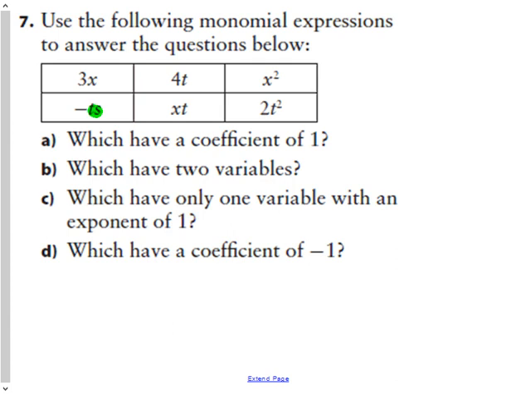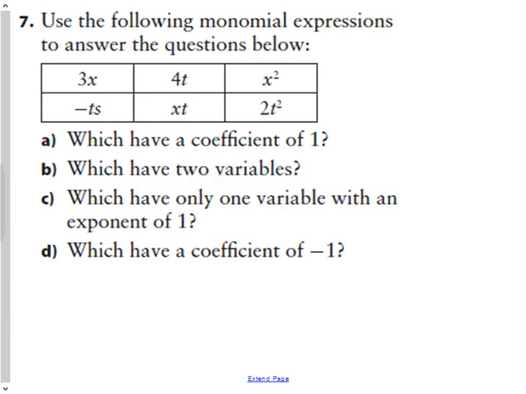Now this one has 2 variables. It has a t and an s. And this one has 2 variables, an x and a t. And the other ones, x squared and t squared, just have 1 variable each, just the x.